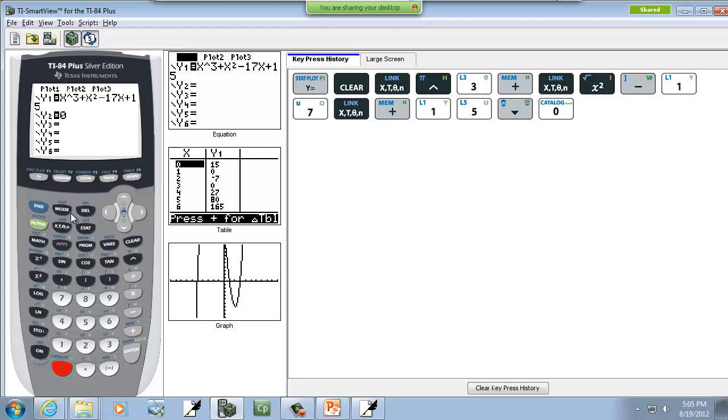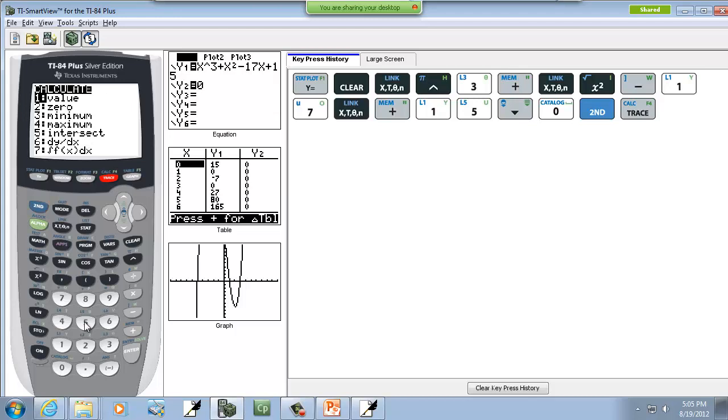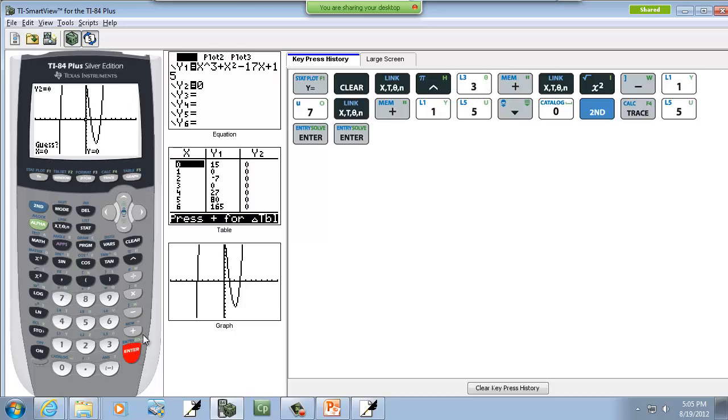If you remember, you do second, trace, choose intersect. So I'd press the number 5 or down arrow and press enter on it. It'll come up and ask for first curve in the lower left-hand corner. You press enter on it. It'll ask for second curve. Press enter on it. And for the guess, we want to input an x value close to what we think our answer is. This looks like -5 or -6. Let me put in -7 and press enter.